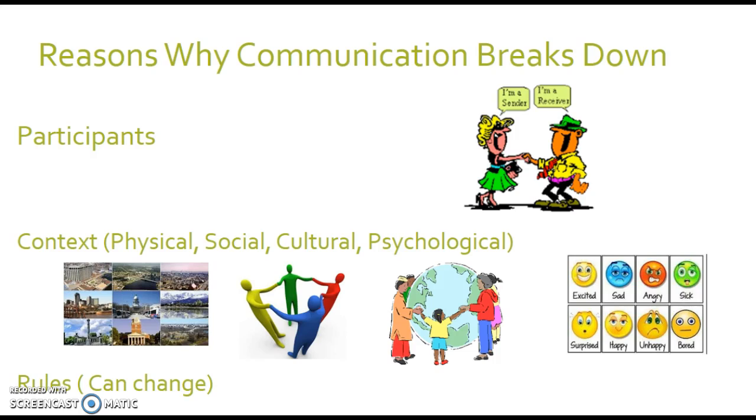Rules are unwritten prescriptions that indicate what behavior is obligated, preferred, or prohibited in certain contexts. Rules can be confusing because they change from time to time. Participants are always accountable for breaking the rules, such as messages, including encoding and decoding.